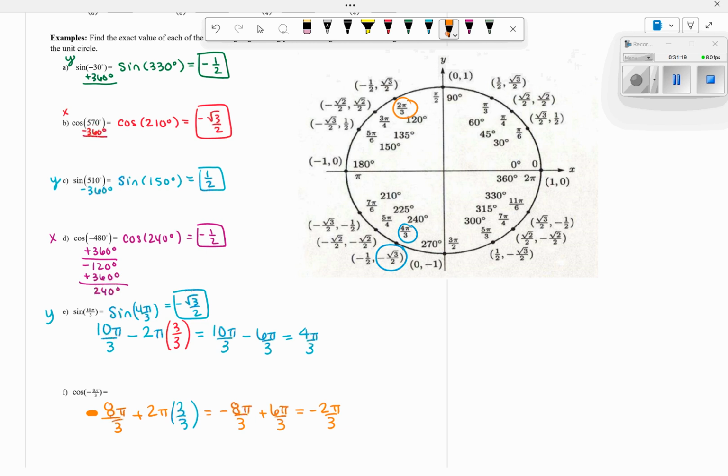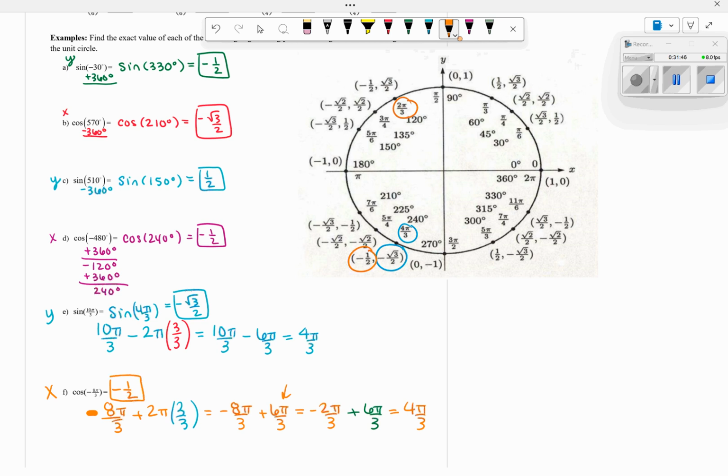Well, I see a positive 2 pi over 3, but I don't have a negative 2 pi over 3. So that means I'm going to add another 6 pi over 3 because, again, that's adding 2 pi. We already got the common denominator when we did that here. So that gives us 4 pi over 3. So it's actually using the same angle that we just did, but the cosine is the x-coordinate. So that means this is equal to negative 1/2.